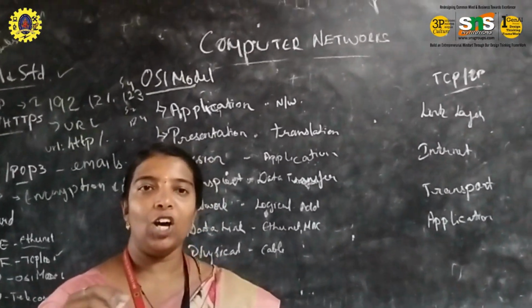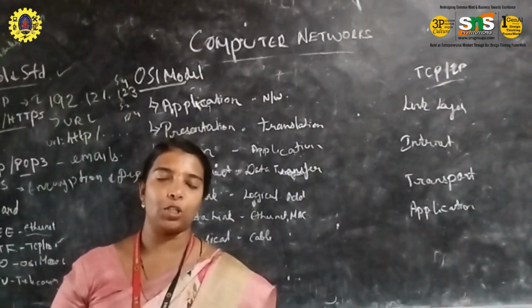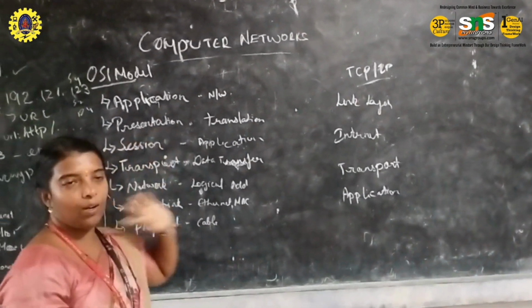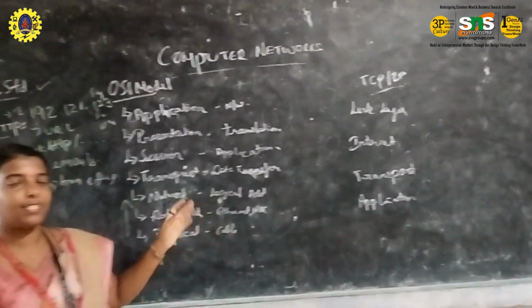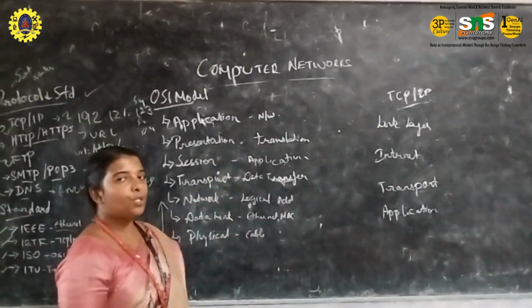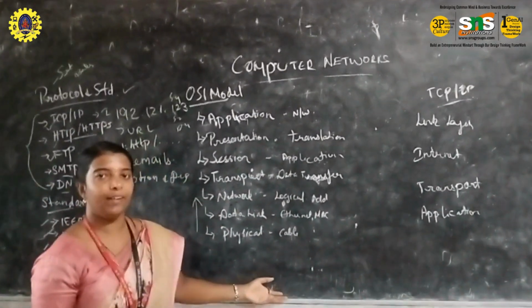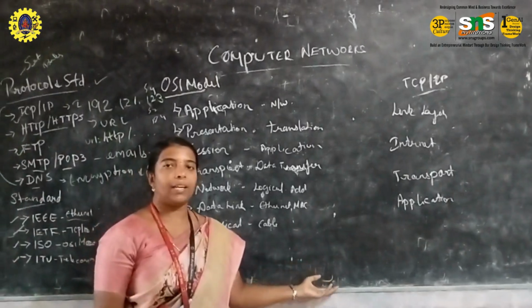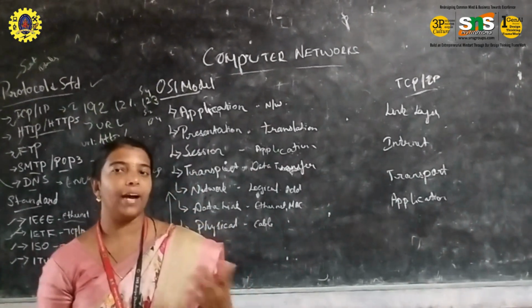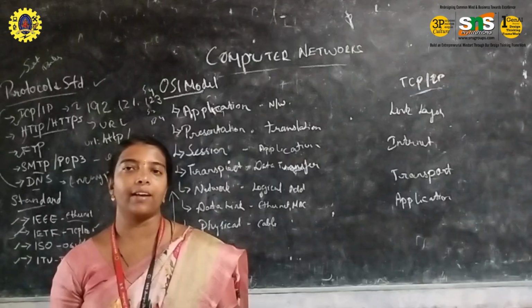Okay. In your last class, we have seen about protocols and standards. So, as I told, in your OSI model, we will just see the explanation. As I told, we will not be coming from the top, we will be going from bottom to top. So your first layer will be your physical layer, where we are using cables. In cables, we have two types: one is guided cable and another is unguided cable.